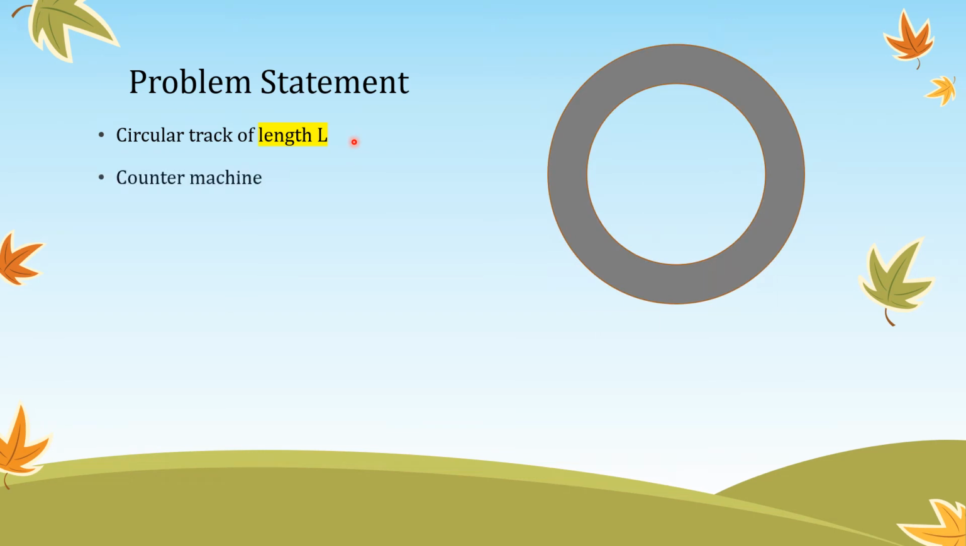And she also wants to keep track of her distance. So she installs a counter machine at the beginning of the track. And when she starts from here, she can change directions also.